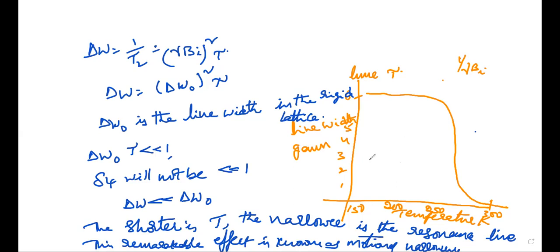The motion narrows the proton resonance line to about 10 power minus 5 of the static width. So that is motional narrowing of the line width. Okay students, thank you.